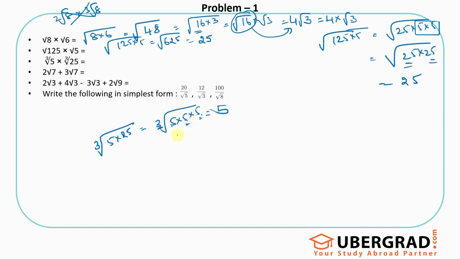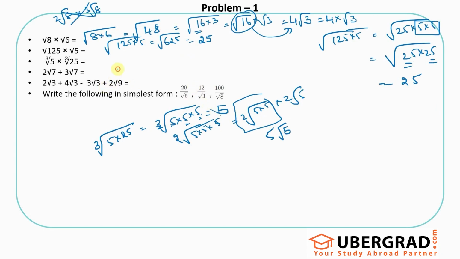If this was square root of 5 into 5 into 5, I can write it this way: square root of 5 into 5 into square root of 5. I am splitting them, and I know this will be 5 and this will be simply root 5, because square root of 5 is root 5 only, right? So there is a difference for cube and square, just be careful with that, right?